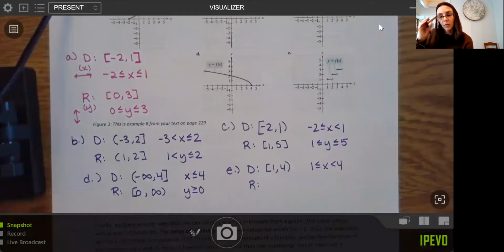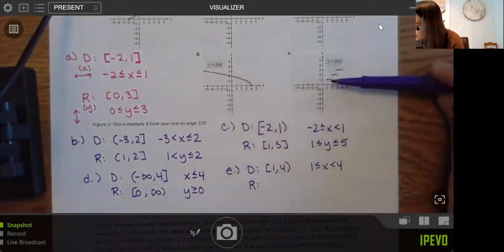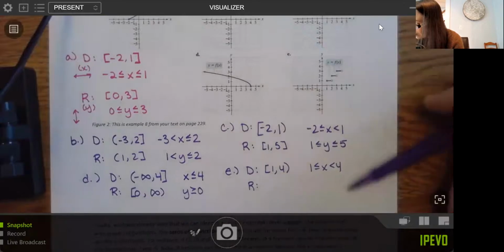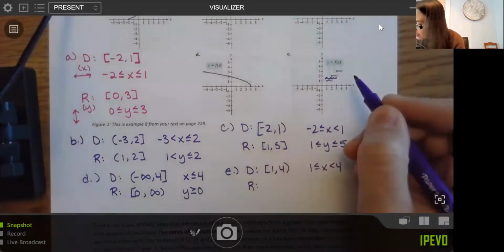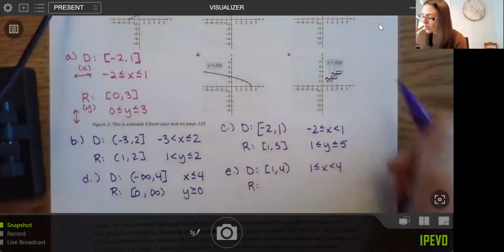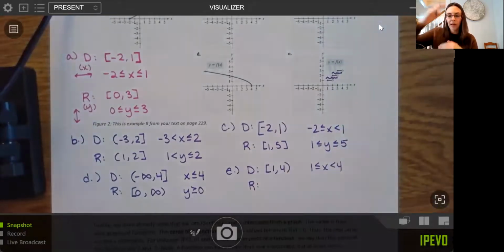For the range, this one's a little bit tricky. So think down to up. So I go down to 1 and I'm up to 3, but I definitely have holes in between. If you look, there's nothing here, right? There's nothing here. So I'm actually not including the full range of values. I'm skipping a lot.